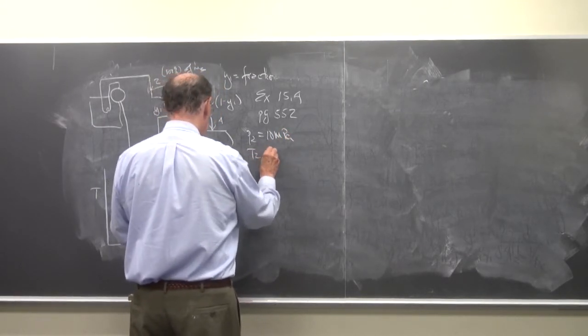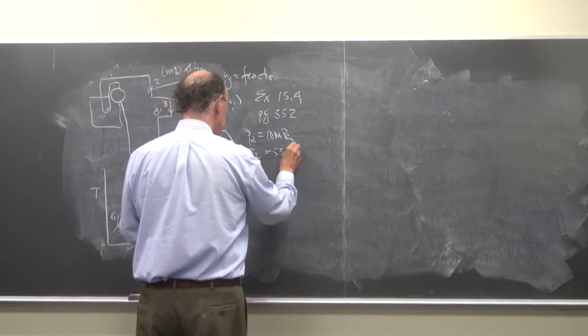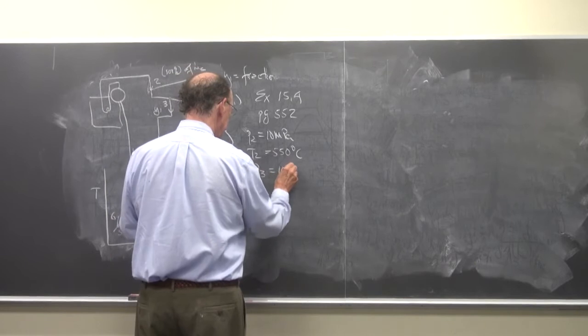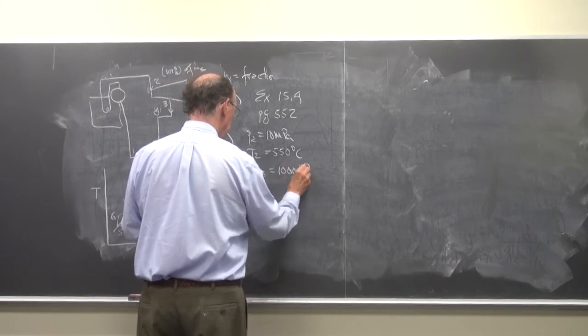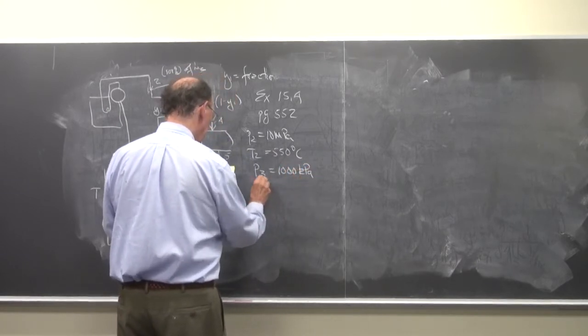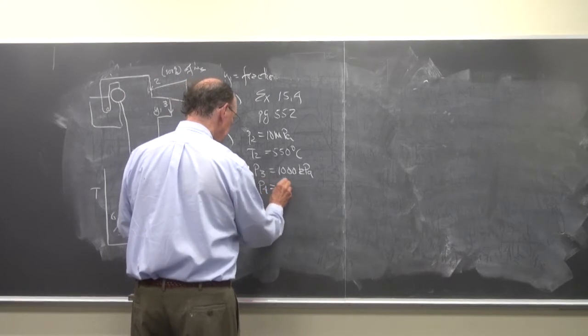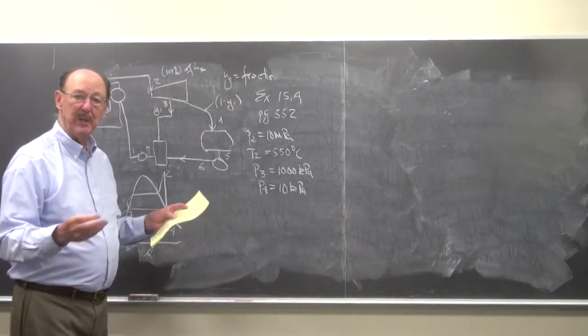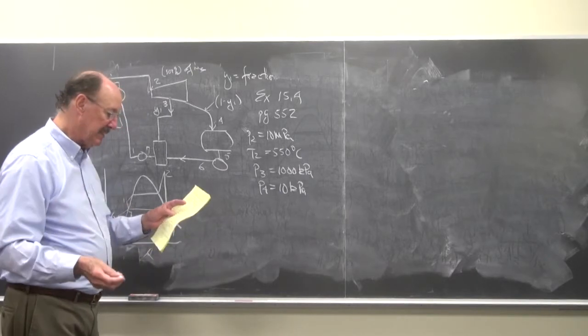T2 is equal to 550 degrees Celsius. P3 is equal to 1,000 kPa. And P4 is equal to 10 kPa. So these are all values that we can look up in the steam tables in the back of the text.